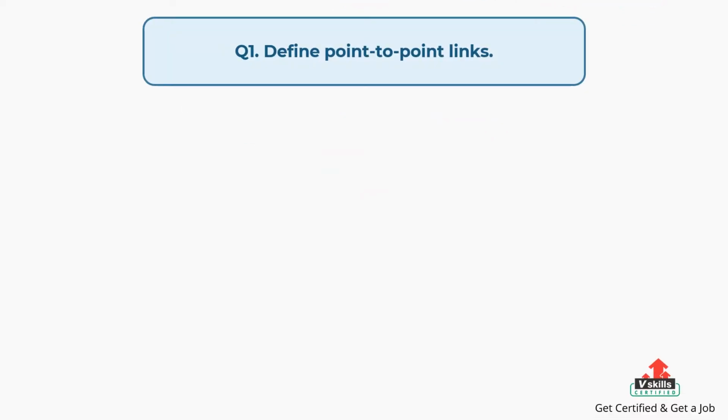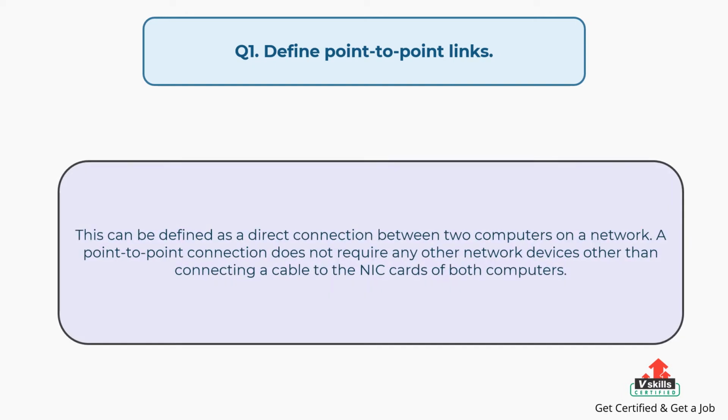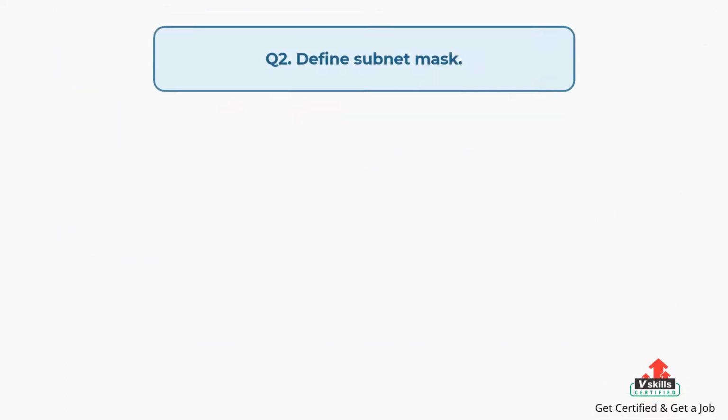Define point-to-point links. The answer is, this can be defined as a direct connection between two computers on a network. A point-to-point connection does not require any other network devices other than connecting a cable to the network interface card of both computers.